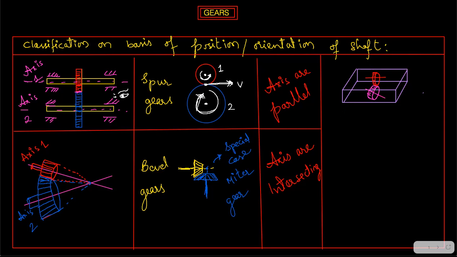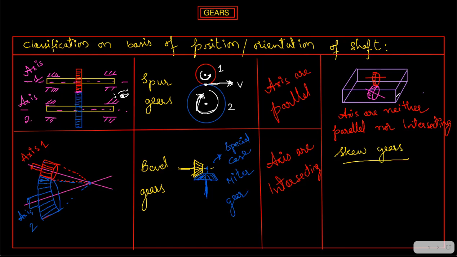Here the axes are neither parallel nor intersecting. This is the case over here, and these are called skew gears. The above gears are called skew gears, and there is a special case even within skew gears.